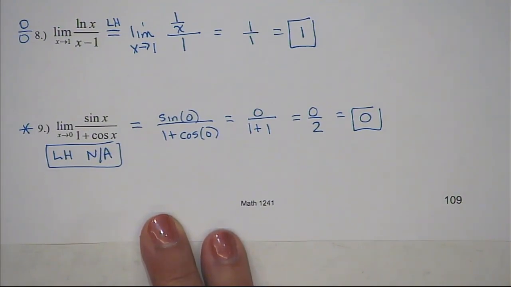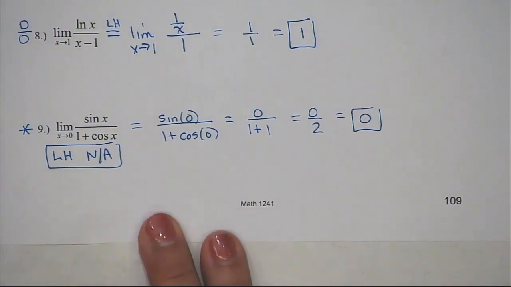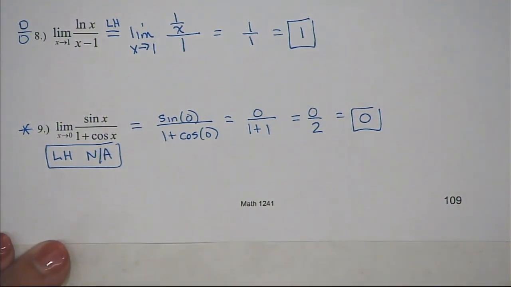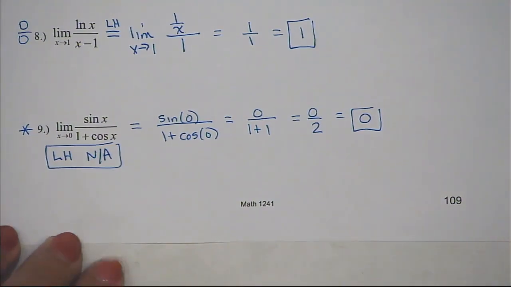All right, so the next page are the rest of these basic ones, but they have little twists to them, like constants in them or other things. So look at those. And then there's one on this page that also is not L'Hopital's rule. So we have to keep checking as we go through. All right, we okay so far?